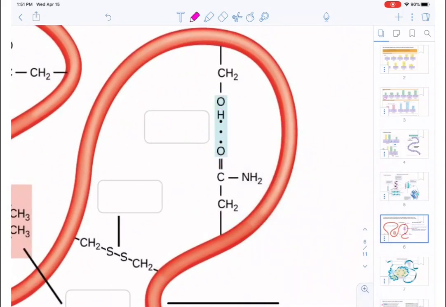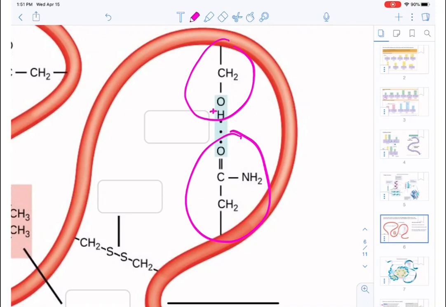And what's going on is that this is polar, and there's a partial positive charge associated with the hydrogen and a partial negative charge associated with the oxygen. And so that by definition is a hydrogen bond.